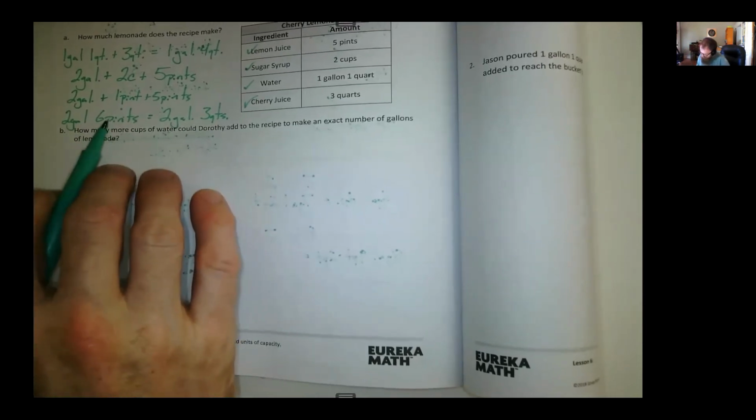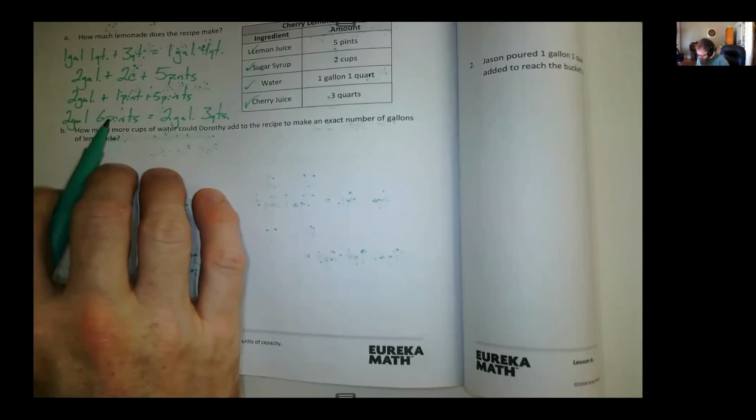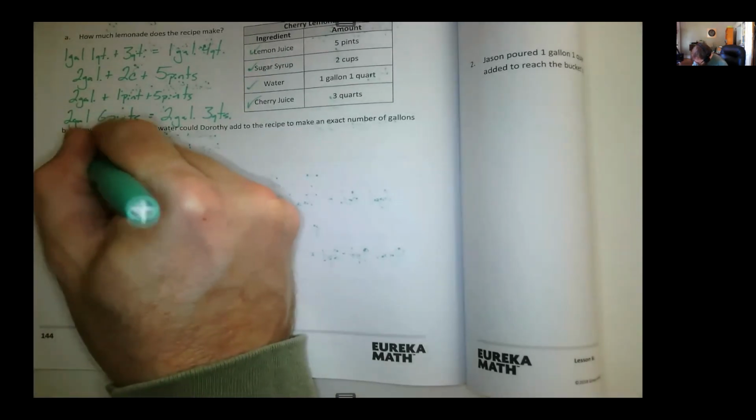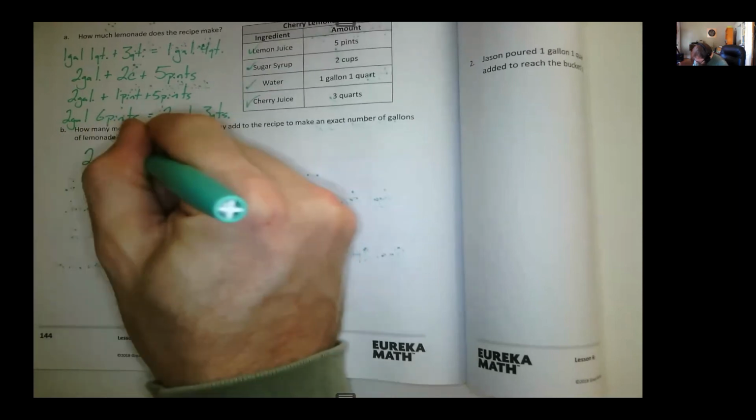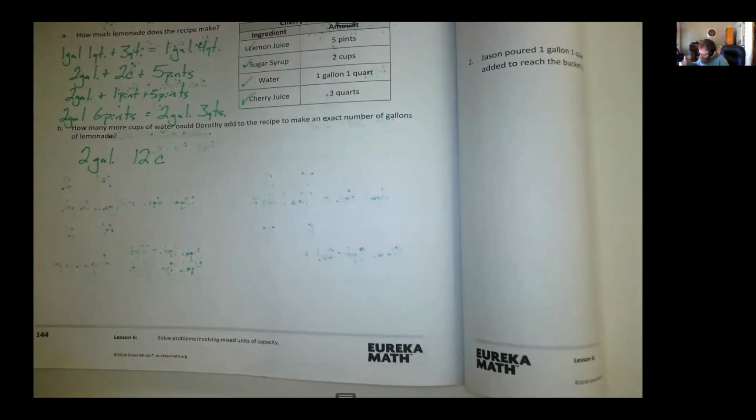Okay, well, she has 2 gallons, 6 pints. And we can convert pints to cups very easily. If you look at your conversion chart, we know there's 2 cups in a pint, so 6 pints equals 12 cups. So she has 2 gallons, 12 cups. How many more cups would she need to make an exact number of gallons of lemonade? So how many more cups do we need to get to another gallon of lemonade? Well, how many cups are in a gallon?